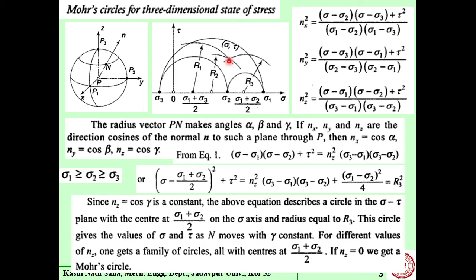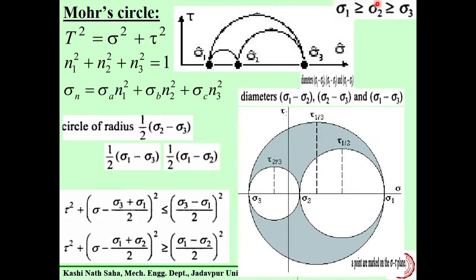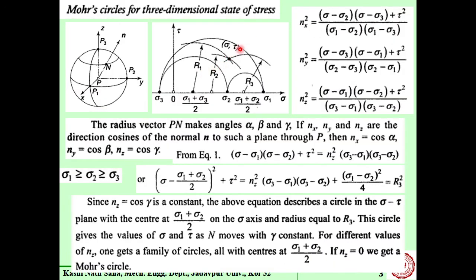But what is the use of that? What does it actually indicate? This sigma and tau value is the general condition for a particular direction of the outer normal. But we need to find out what the values of nx, ny and nz are, that is, what is this particular direction for which the values are sigma and tau.